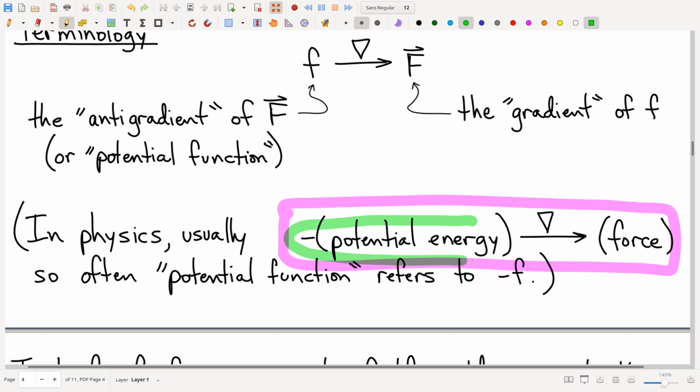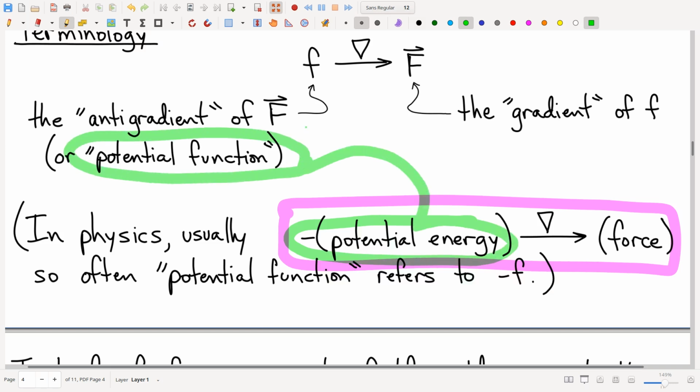being that the anti-gradient relates to potential energy, very often this function is called a potential function. And frankly, this is the more common term. And I see the motivation, right? Sure. I have two quibbles.